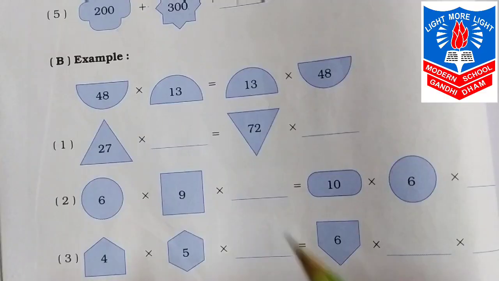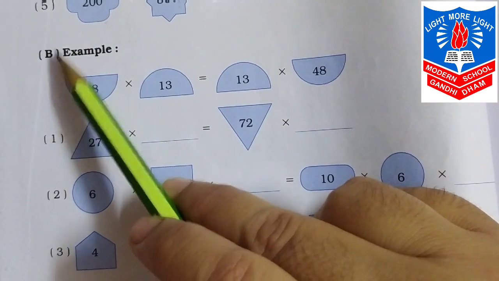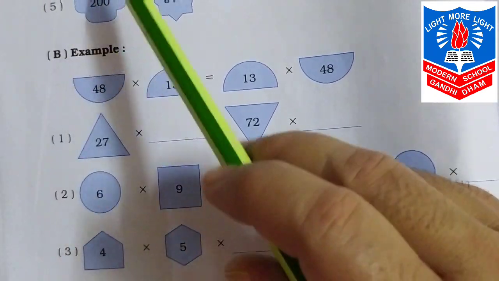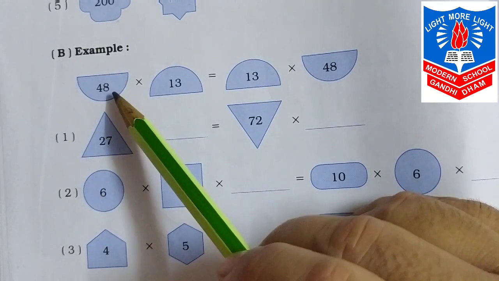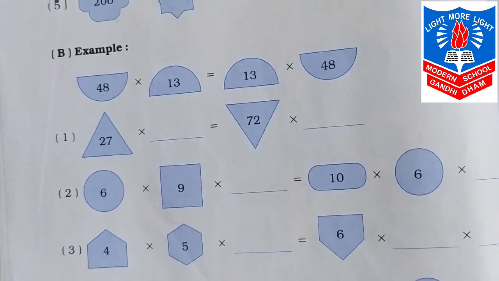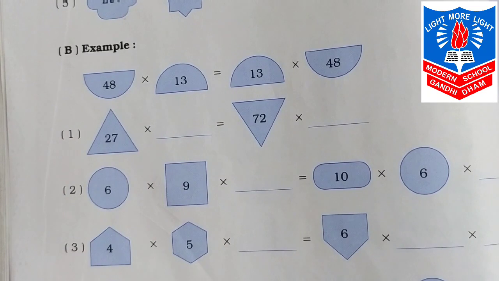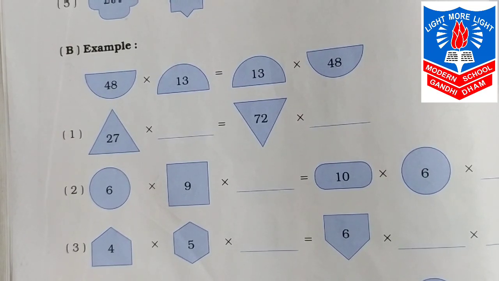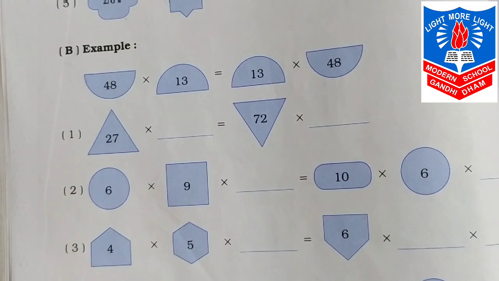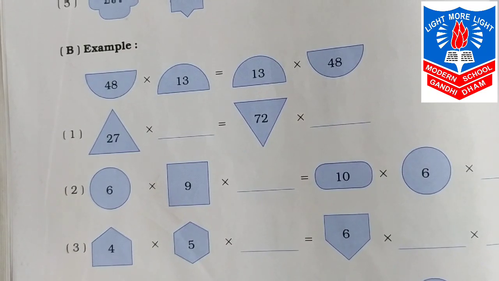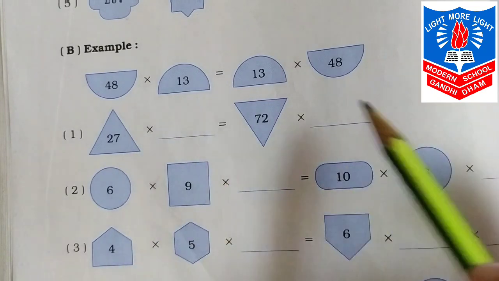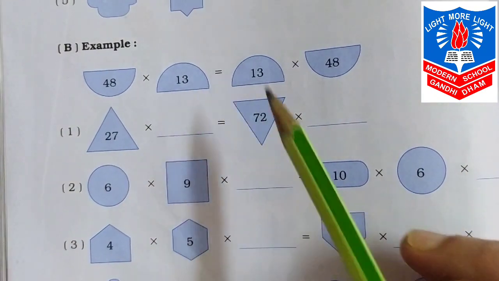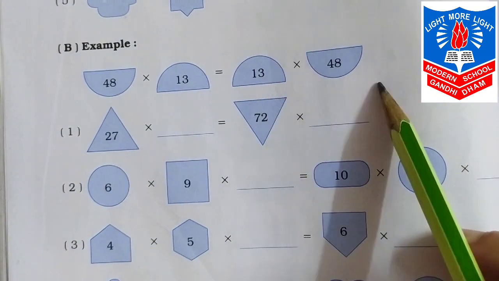Okay. In example number 12, B1 is example B. Here is the rule of multiplication. Multiplication also follows the same rule. You may multiply the numbers in any order, you will get the same answer. आप multiply भी कोई भी order में 48 into 13 करो या 13 into 48 करो, you will get the same answer.